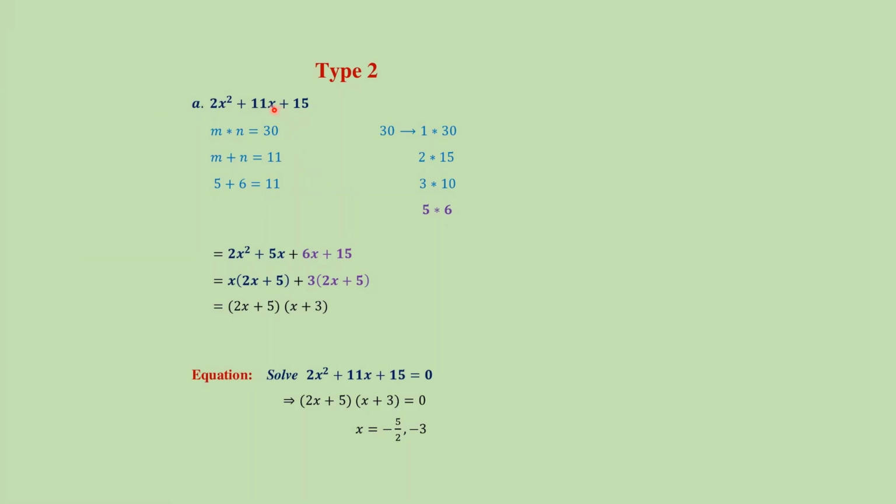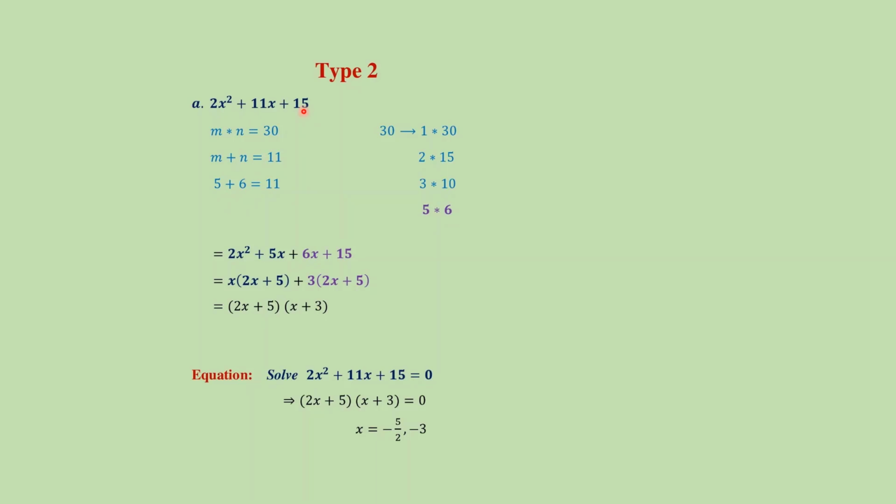Now let's discuss type 2, that is the coefficient of x square is not 1. We will solve this type of expression by grouping. In this example, m times n is 30 and m plus n is 11. Now which two numbers satisfy both of these conditions? It's definitely 5 and 6 because 5 plus 6 is 11 and 5 times 6 is 30.